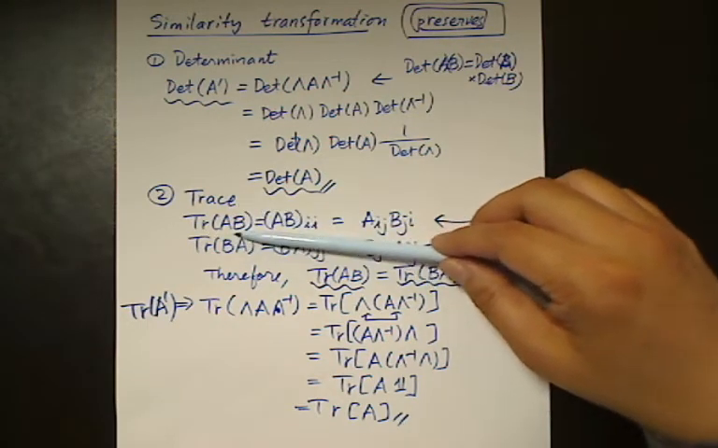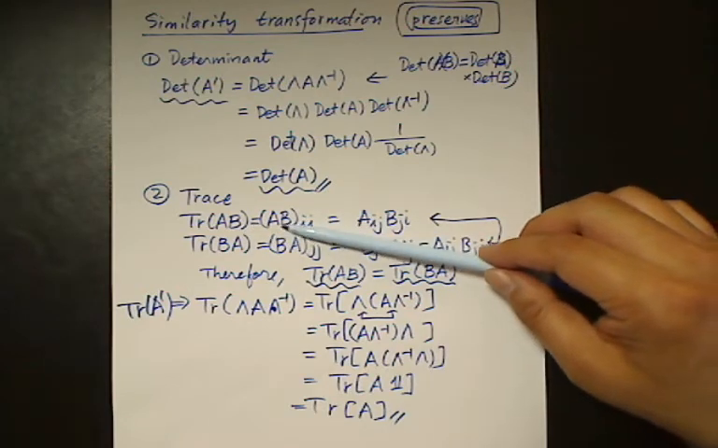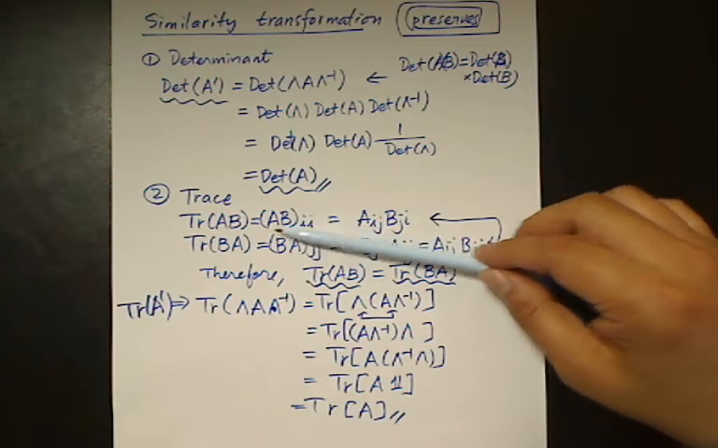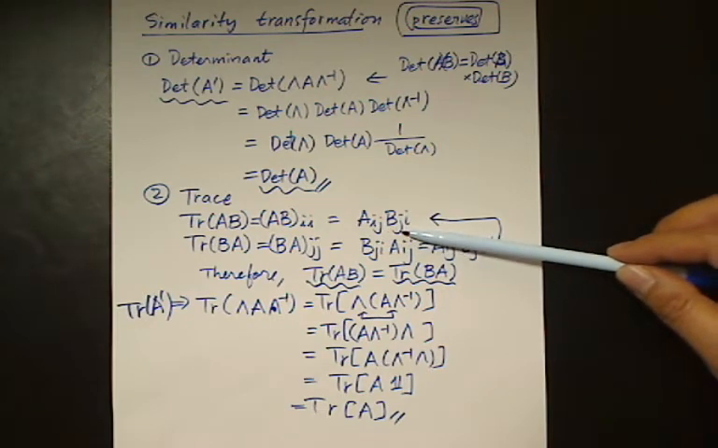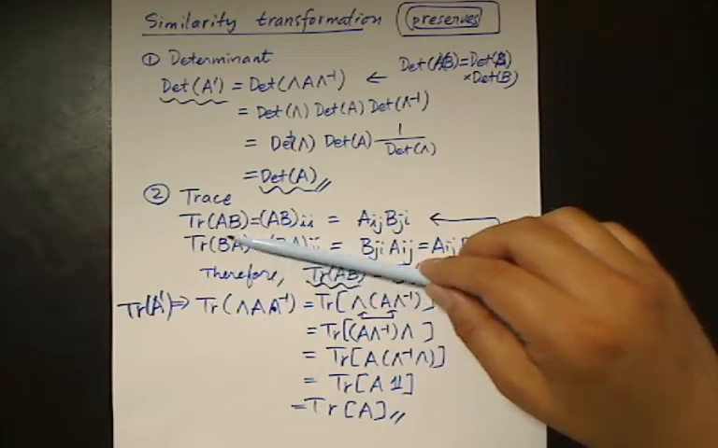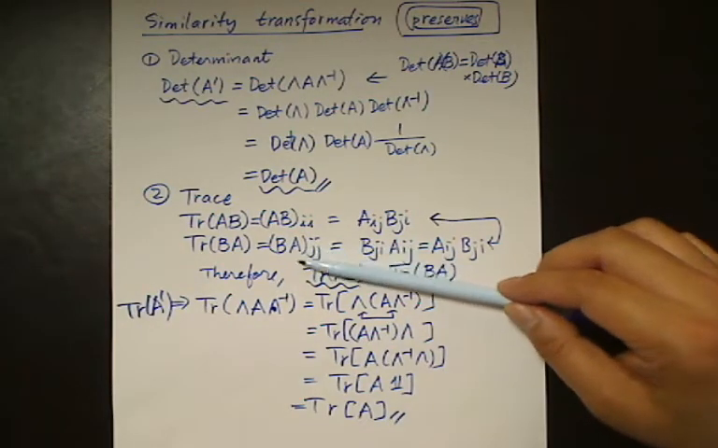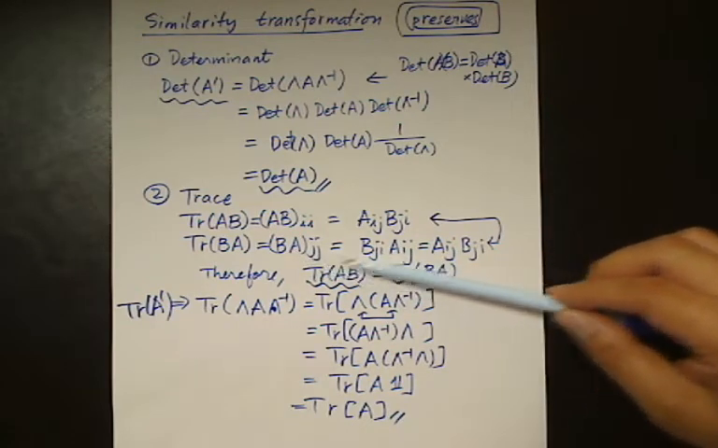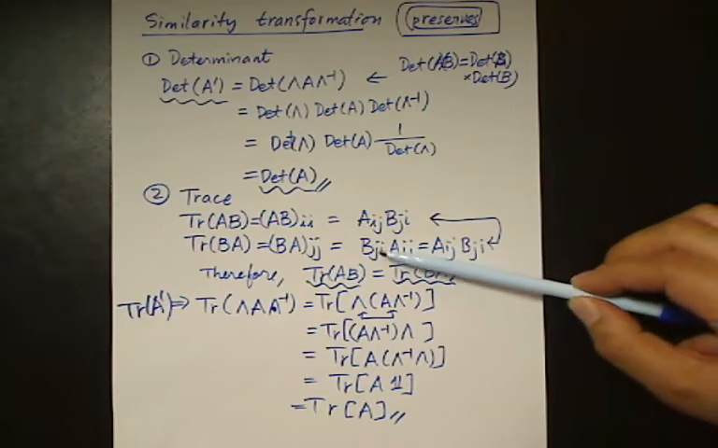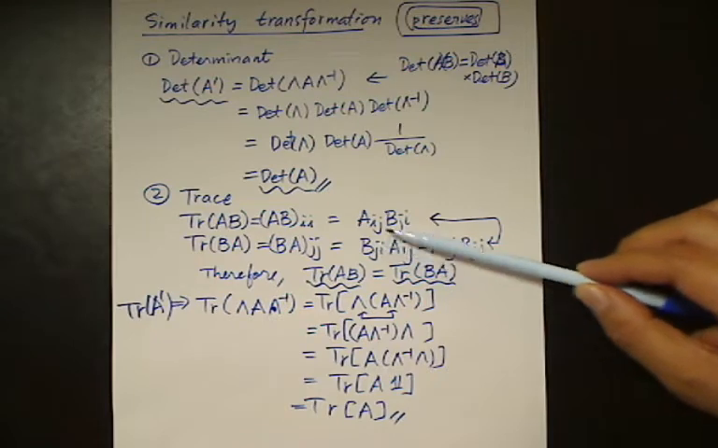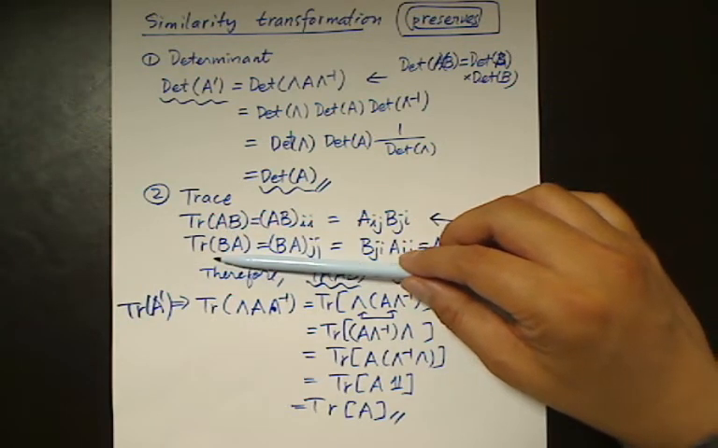Next, trace. The trace of the product of two matrices, A times B, is a summation over i of the diagonal elements. The product AB should be computed as A_ij B_ji summed over j. In a similar manner, I can compute the trace of BA. Trace BA is the summation of BA's diagonal elements. And if I expand this, it is B_ji and A_ij summed over i and j. Now, these are just real or complex numbers. They are commutative. So move this one to the left hand side. We see that the trace of AB and the trace of BA are identical to each other.